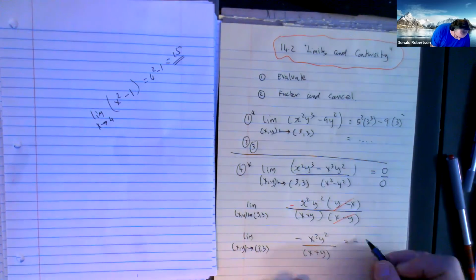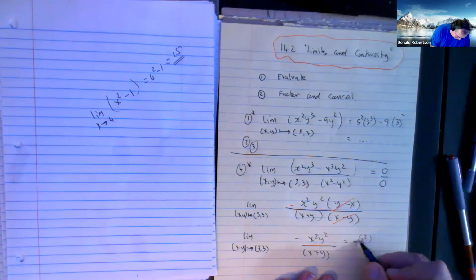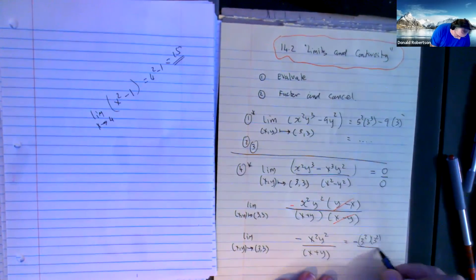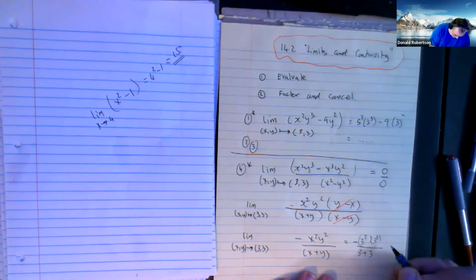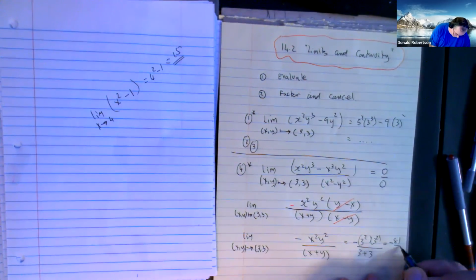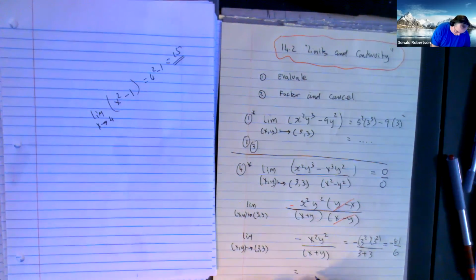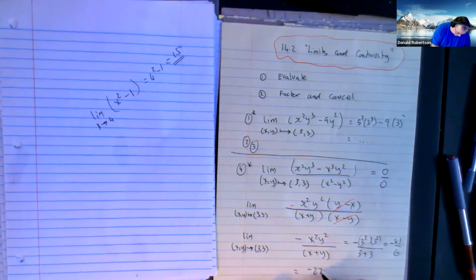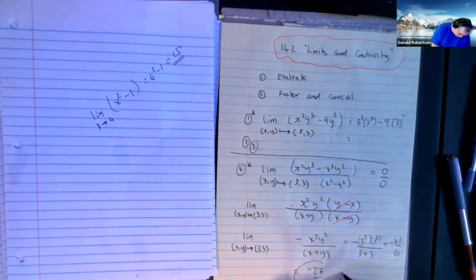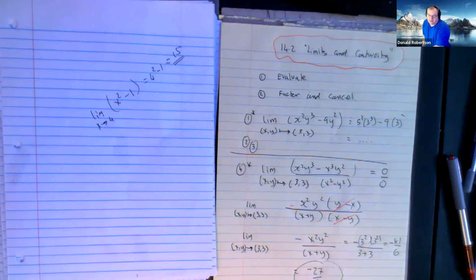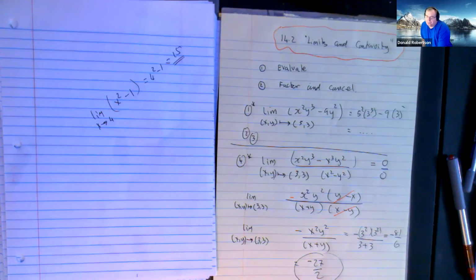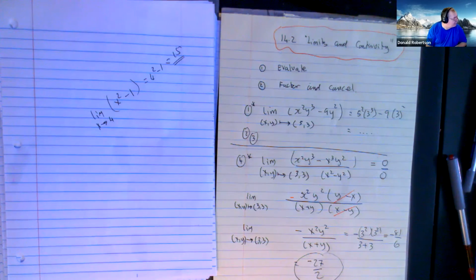So that's negative 3 squared times another 3 squared over 3 plus 3. So that's negative 81 over 6, which I believe gets you negative 27 over 2. Are you happy about the factor and cancel technique? And that gets you by question 4.